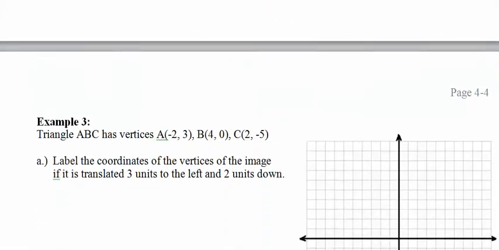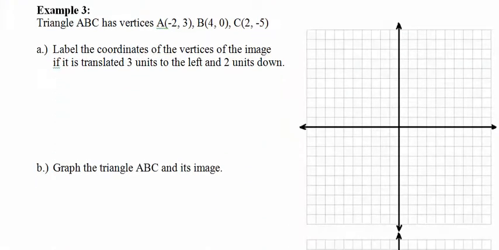That's it. Doing problems. Graph a triangle. Negative 2, 3. 1, 2, 1, 2, 3. That's A. 4, 0. 1, 2, 3, 4, 0. That's B. 1, 2, 1, 2, 3, 4, 5. That's C.